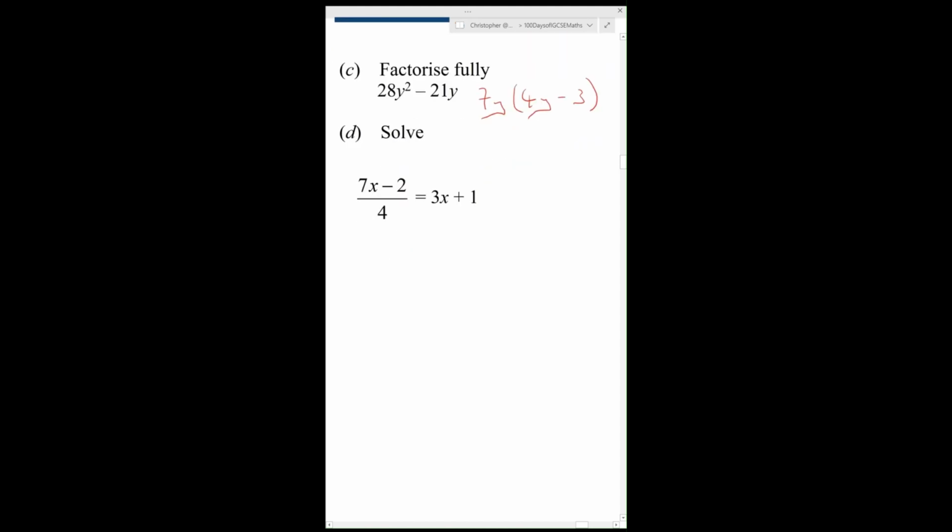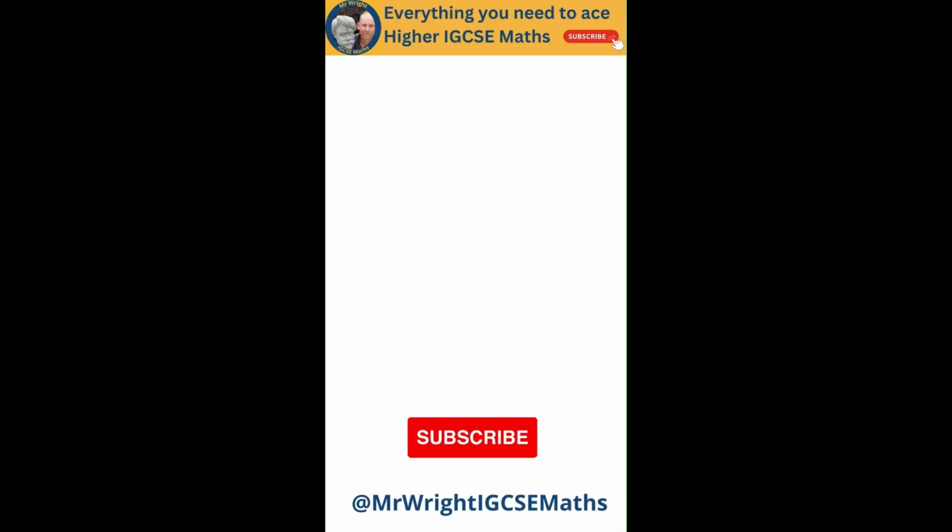Part D, multiply both sides by 4. Gets rid of the divided by 4 on the left. On the right-hand side is 12x plus 4. Subtract 7x from both sides. Okay, minus 4 from both sides. Turn it around because I like it this way. And then divide both sides by 5. Minus 6 divided by 5 is minus 6 over 5.